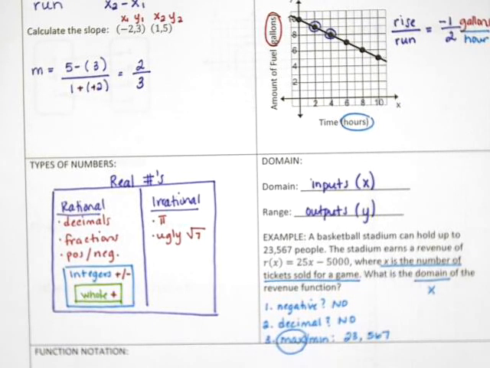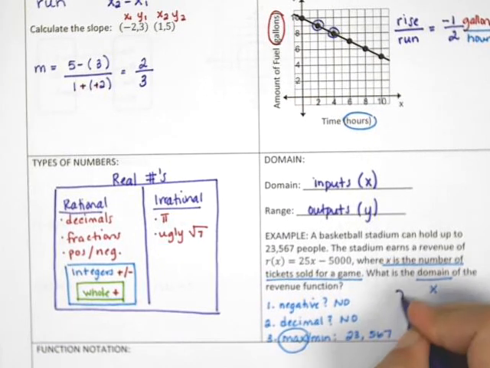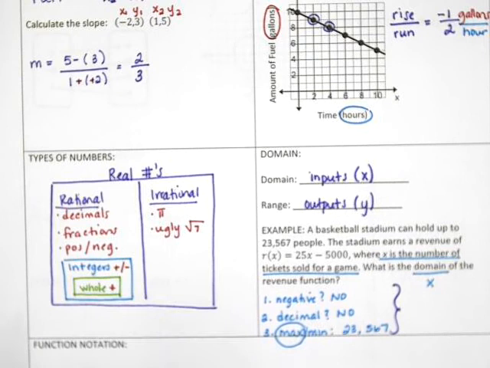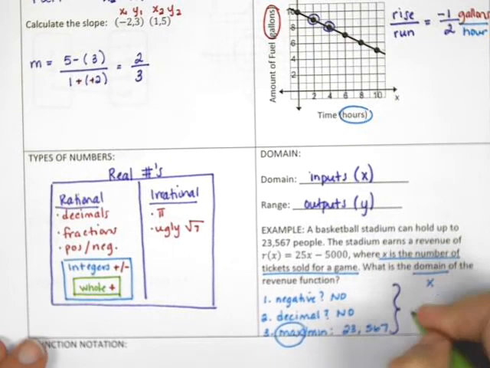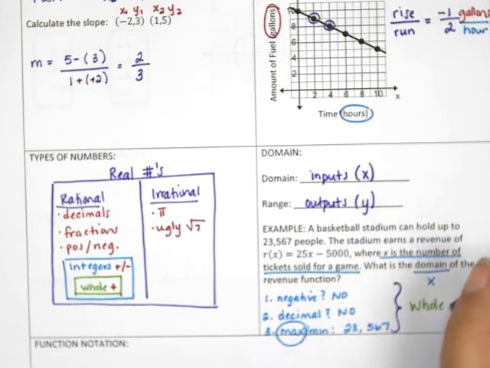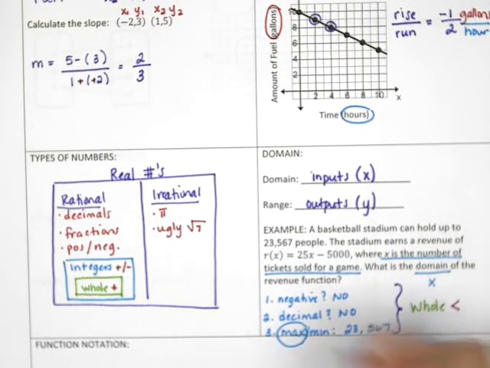So what I would say is that the domain, by combining all of those things, would be no decimals, no negatives. So I'm looking at just the whole numbers that are less than, because this is going to be the maximum that I can sell, 23,567.